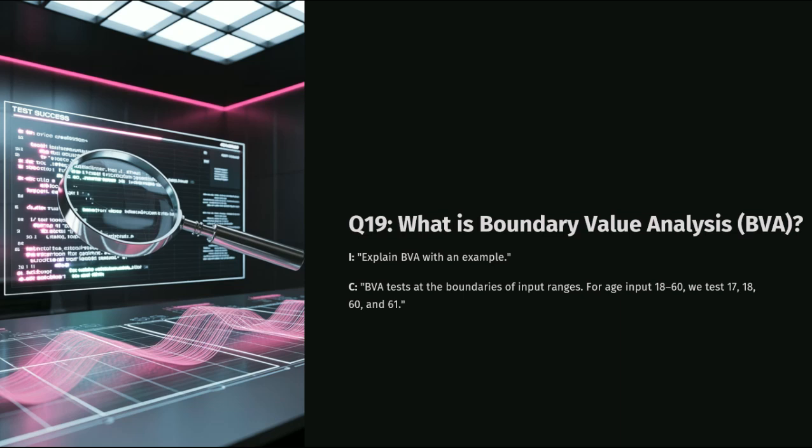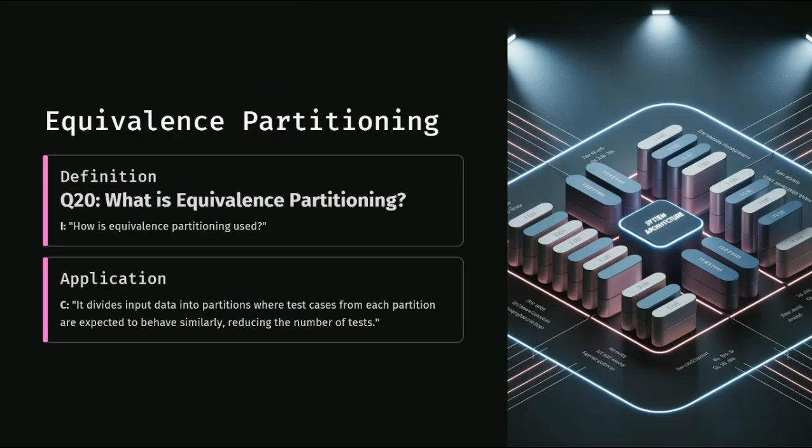Explain BVA, meaning boundary value analysis, with an example. BVA tests at the boundaries of the input range. For age input 18 to 60, we test 17, 18, 60 and 61.